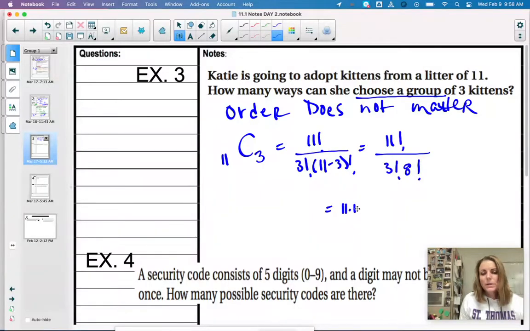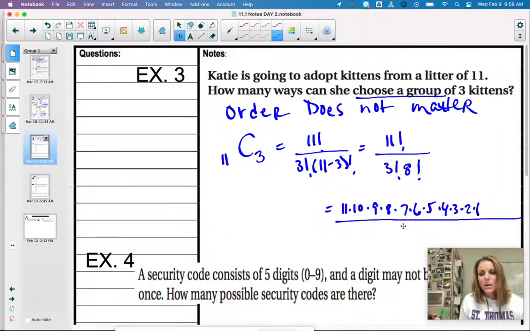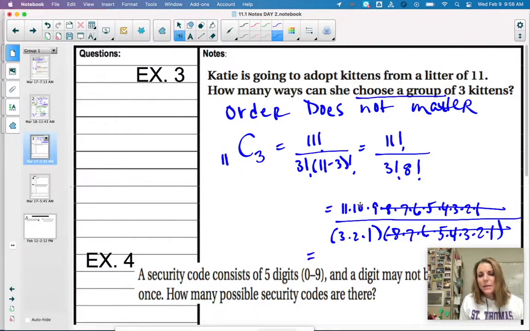So we have 11 times 10 times 9 times 8, 7, 6, 5, 4, 3, 2, 1, all over 3, 2, 1, and 8, 7, 6, 5, 4, 3, 2, 1. Cancels, cancels. So now what we're left with is 11, a 10, and a 9, and a 3, and a 2, and a 1. Well, I could go like this right now and say 9 divided by 3, that's 3. And I could say 10 divided by 2, that's 5.